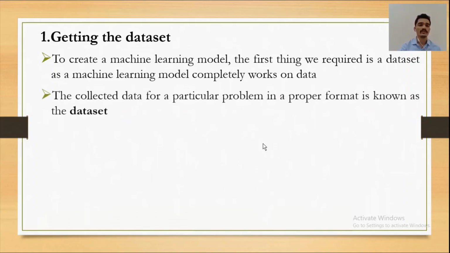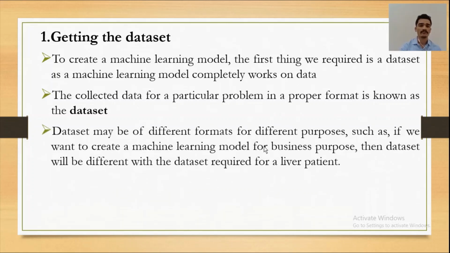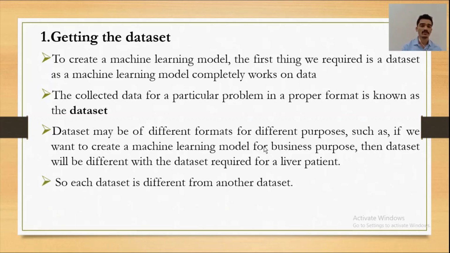Next, this is the definition of dataset: collected data for a particular problem in proper format is known as the dataset. A dataset may be in a different format for different purposes, such as if you want to create a machine learning model for business purposes, then the dataset will be different for the business, and the dataset required for liver patients is also different. For example, an image dataset in computer vision, and some applications of computer vision are medical imaging technology, face recognition systems, autonomous vehicles. So all these data are different, meaning each dataset is different from another dataset.